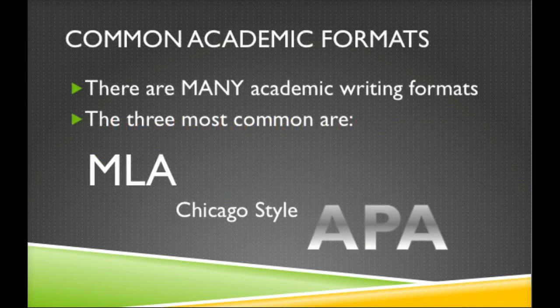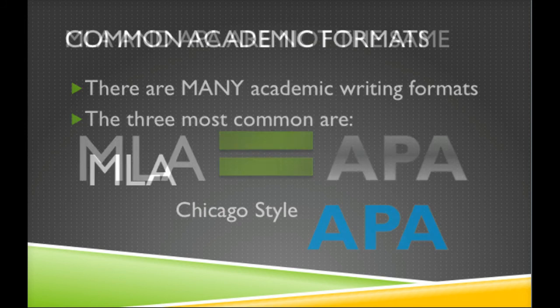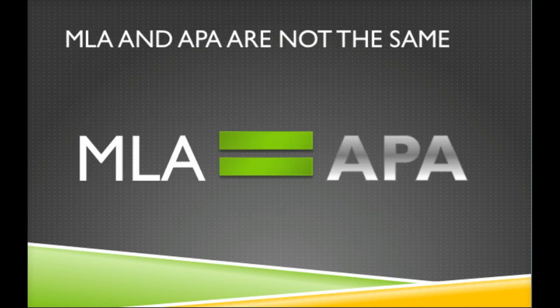There are many academic writing formats, but the three most common are the MLA, Chicago style, and APA. For the purposes of this presentation, we're going to focus on the APA. Now we do have a little bit of a problem. The MLA and the APA appear in some ways very similar, but in fact they are different. They are not the same. Many students are used to MLA because this is the format that many high schools use, and it is a format that you may have been introduced to in English class early in your college career. But again, please realize that there are some important differences between the two formats, and you really want to focus on the APA.